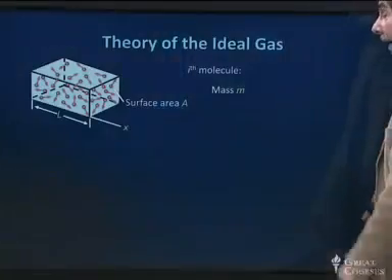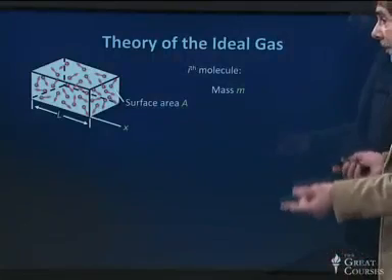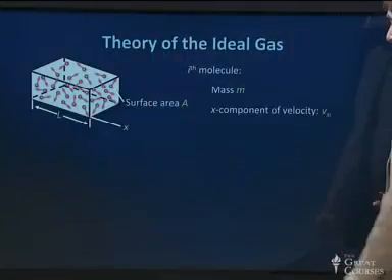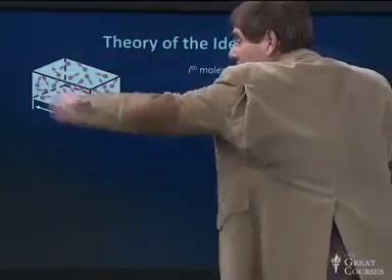Let's focus on just one molecule, which I will call molecule number i, the ith molecule. And I'll distinguish that molecule from all the others by using the subscript i. It has mass m. Our assumption was that all the molecules had the same mass, so the ith molecule has mass m. And it has an x component of its velocity, which is v sub x, the component of its velocity along the x direction.